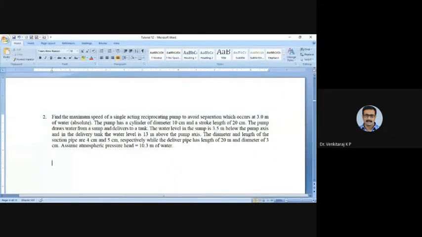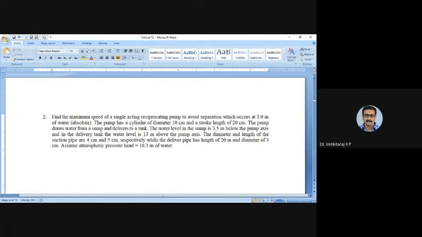So the second problem: find the maximum speed of a single acting reciprocating pump to avoid separation, which occurs at 3 meters of water absolute. The pump has a cylinder of diameter 10 centimeter and a stroke length of 20 centimeter. The pump draws water from a sump and delivers to a tank. The water level in the sump is 3.5 meters below the pump axis, and the delivery tank water level is 13 meters above the pump axis.